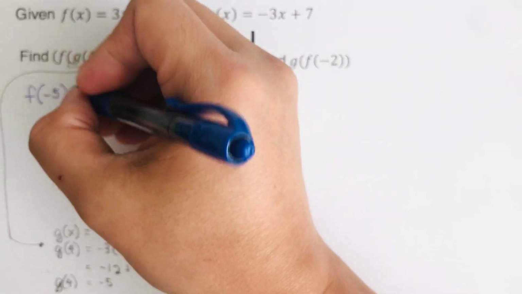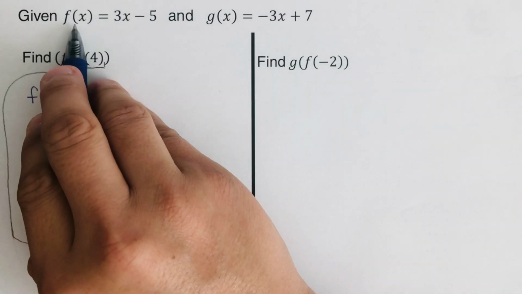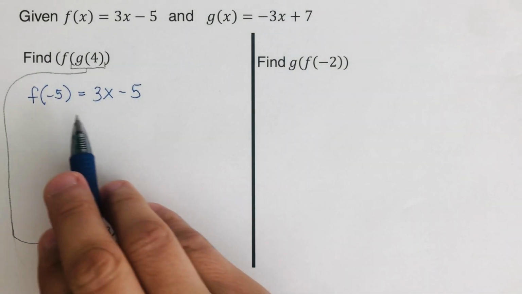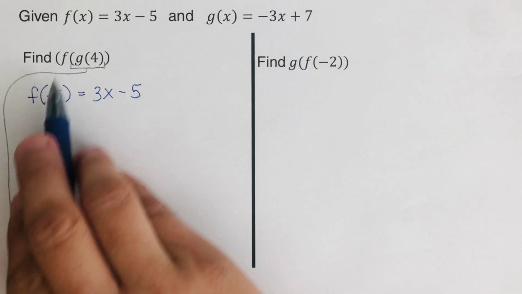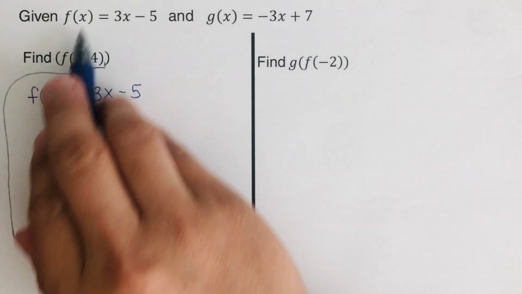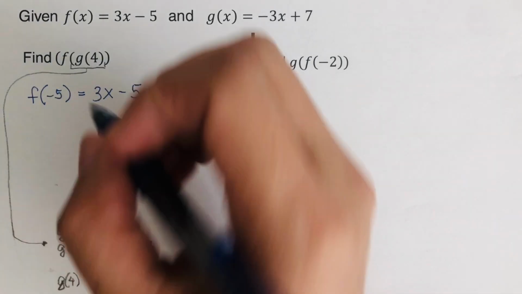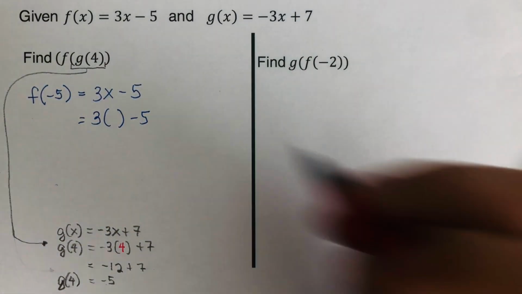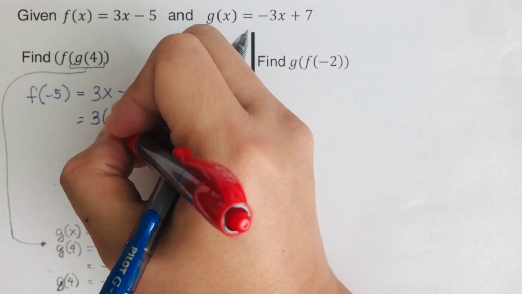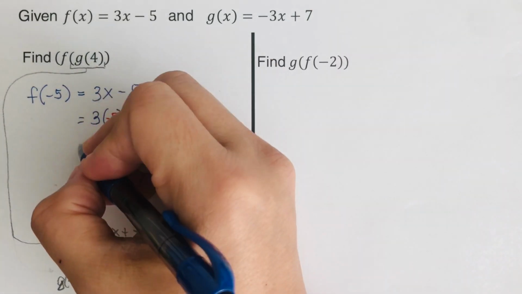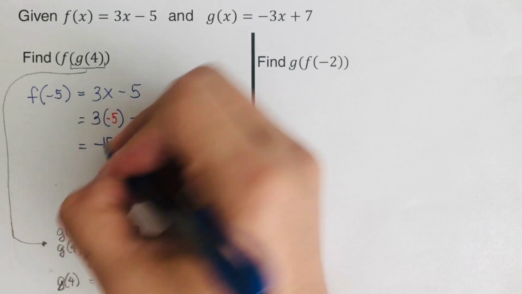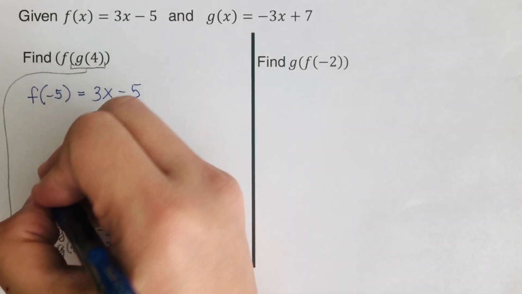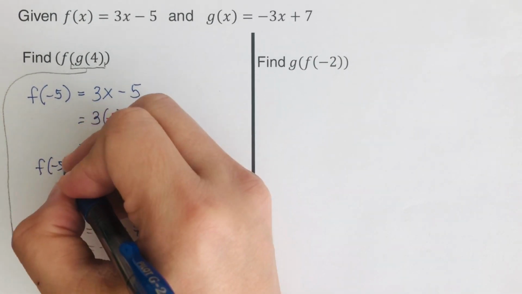Then we use the f of x, which is 3x minus 5. Since the x is negative 5, we plug in the negative 5 for the x here. So this would come out 3 parentheses negative 5, minus 5. Negative 15 minus 5 would be negative 20. So this is our f of negative 5.